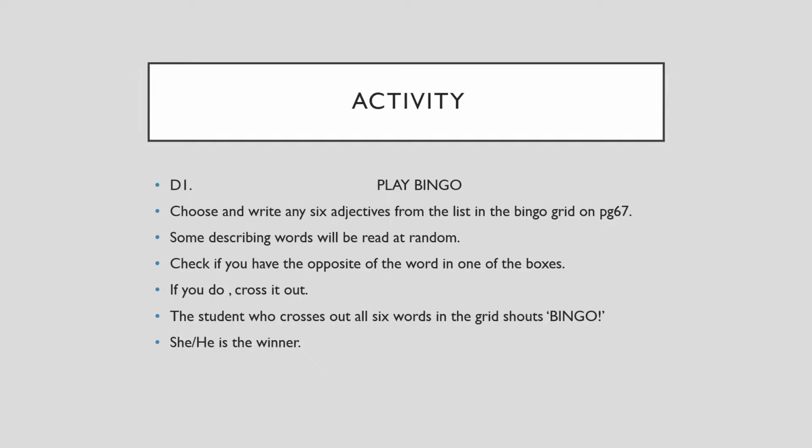Someone has to volunteer to read some adjectives from the list. You could use someone who is not playing the game, that person can read, or you could volunteer to do it one by one. So some describing words will be read at random. Check if you have the opposite of the word in one of the boxes.